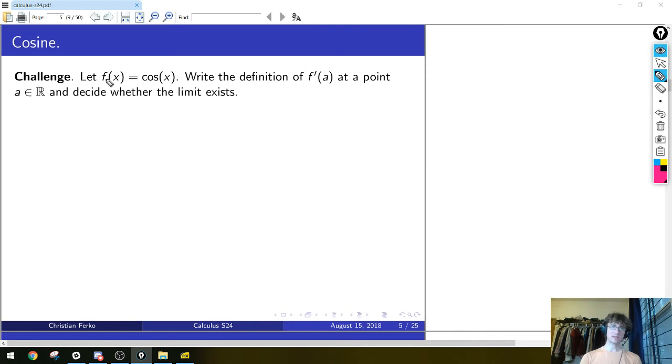So suppose f of x is cosine of x, and we wish to take the derivative, so we want to find f prime of x. What is the definition of the derivative f prime at some point a in the reals for this function?